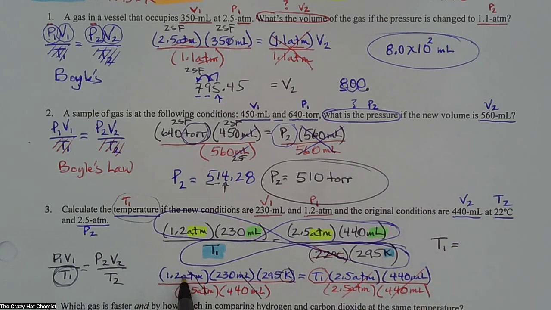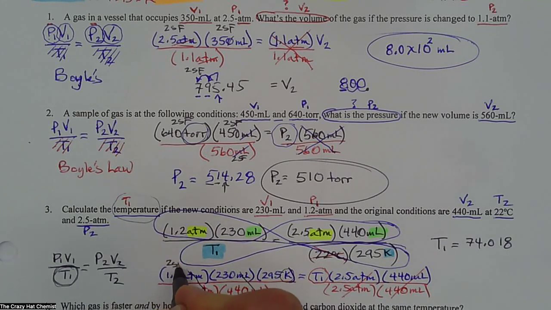It's 1.2 times 230 times 295 divided by 2.5 divided by 440. All right. So 1.2 times 230 times 295 divided by 2.5 and divided by 440. And that will be 74.018. We have to round this to the fewest number of significant figures.